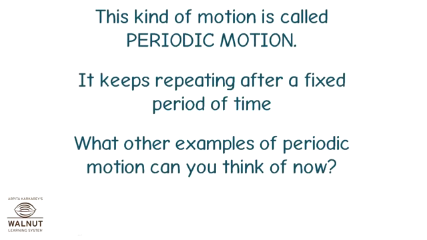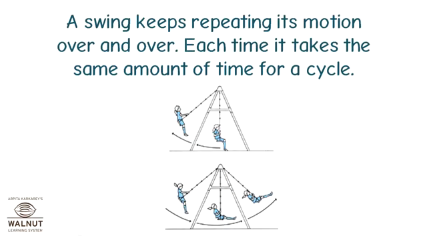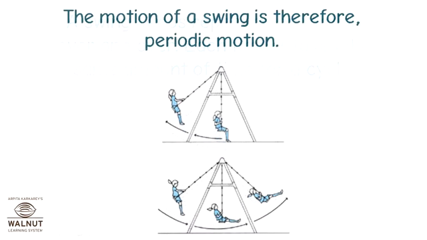This kind of motion is called periodic motion. It keeps repeating after a fixed period of time. What other examples of periodic motion can you think of now? A swing keeps repeating its motion over and over. Each time it takes the same amount of time for a cycle. The motion of a swing is therefore periodic motion.